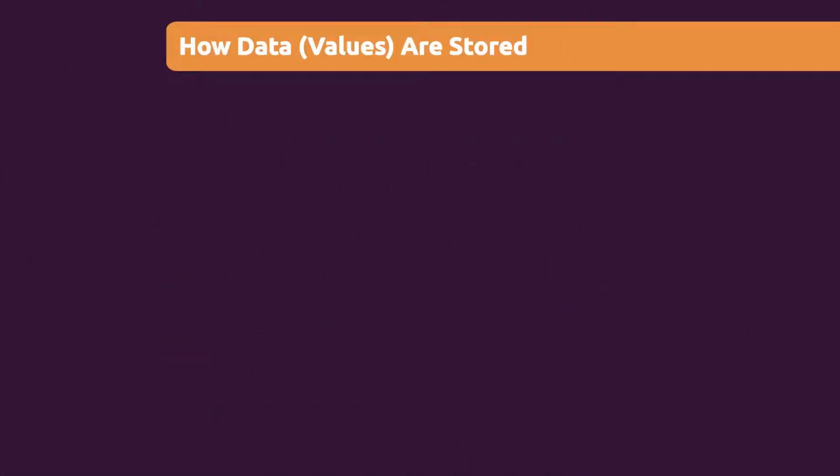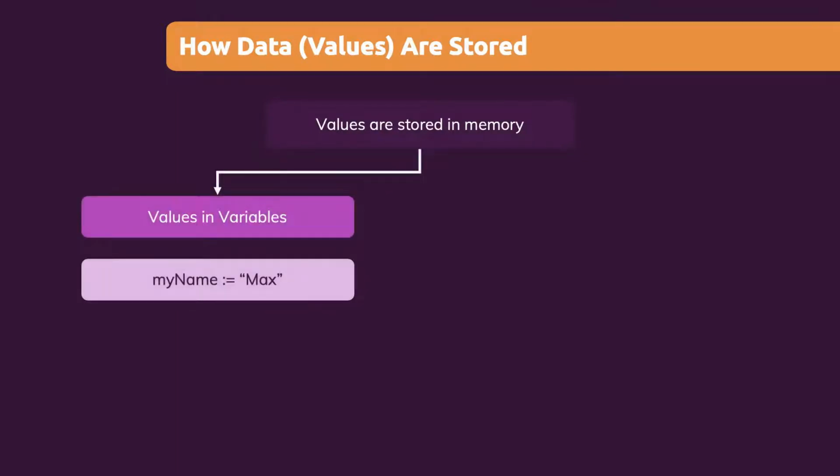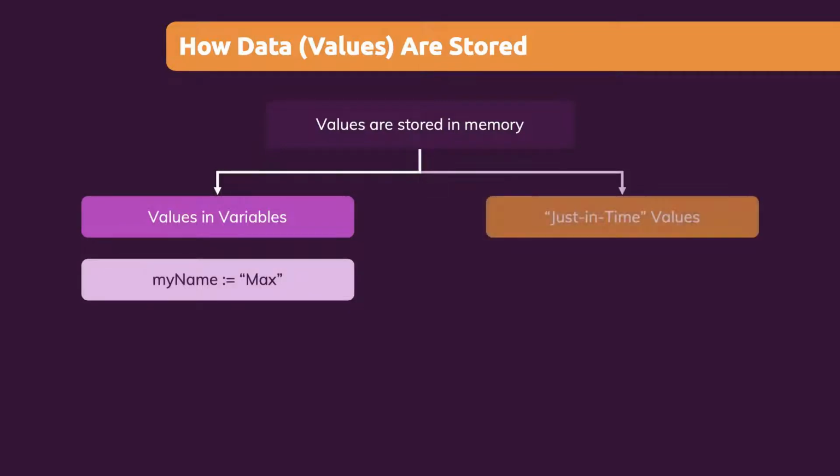Now, to answer the question what pointers are and why we have them, we first of all need to take a step back. We need to look at how data, values that we work with in our code are being stored. And here, an important thing to keep in mind is that values, so strings, integers, floats, and so on, are stored in memory, in your computer memory. And that's true both for values which we store in variables as well as values which we only use once.